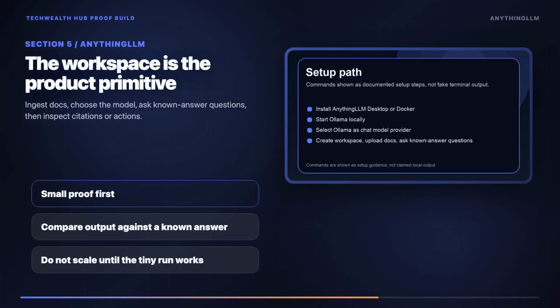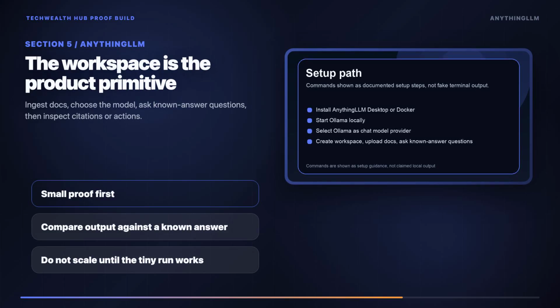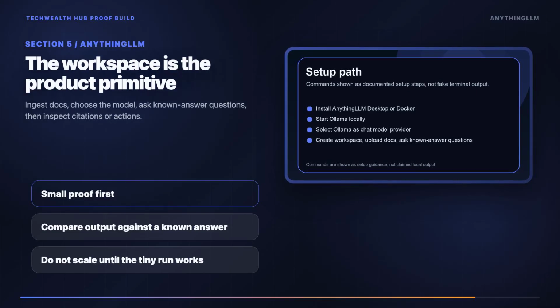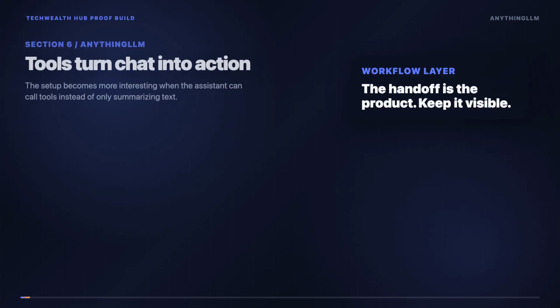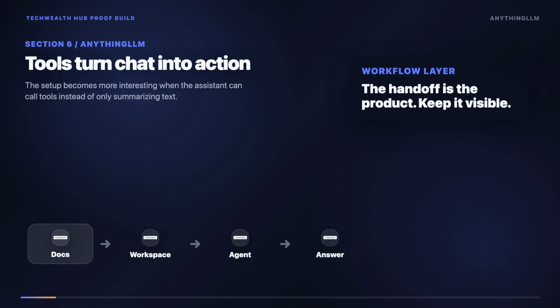The workspace is the key primitive. If the workspace can hold context, answer from documents, and keep model settings understandable, the product is already useful before advanced agents enter the picture. Tools turn chat into action. The setup becomes more interesting when the assistant can call tools instead of only summarizing text.